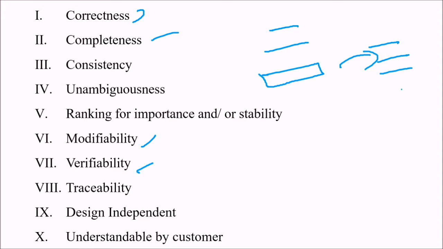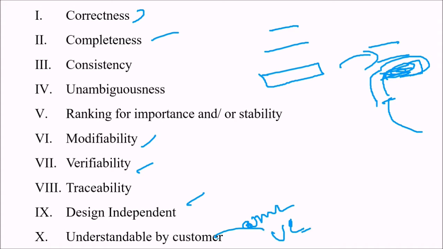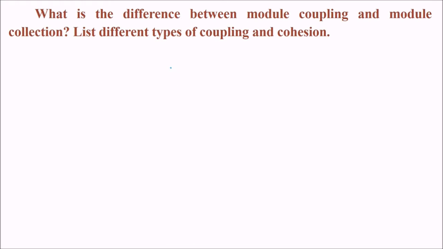Verifiability means every requirement you are writing should be verifiable. That means you should be able to generate test cases for it and verify with different means and terms. Traceability means every requirement should be traceable from other stages. The design should be independent and understandable by the customer. So people generally use the UML use case diagram in this case to make it more understandable by the customer.